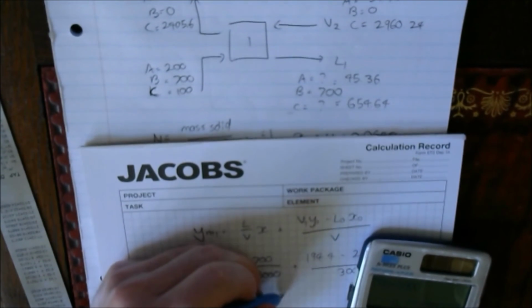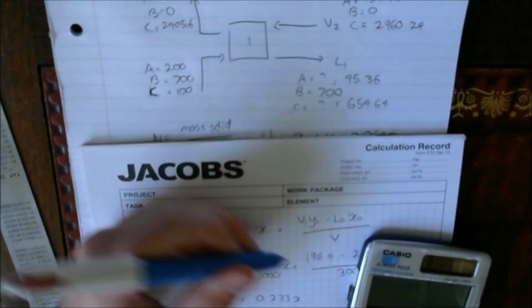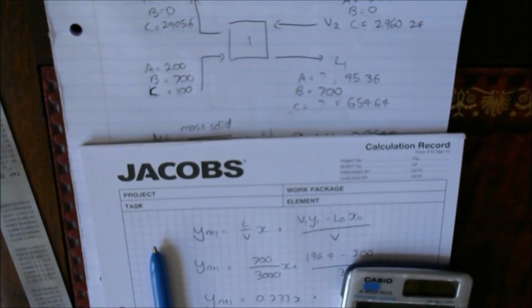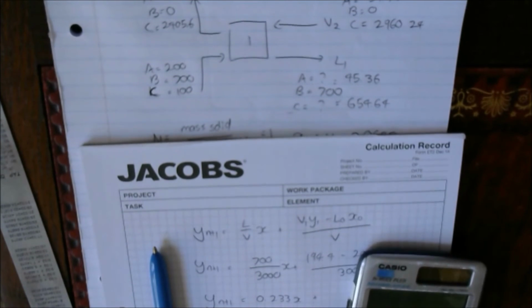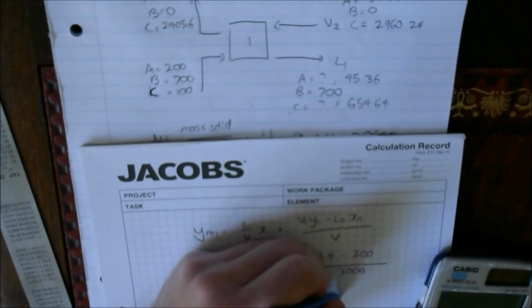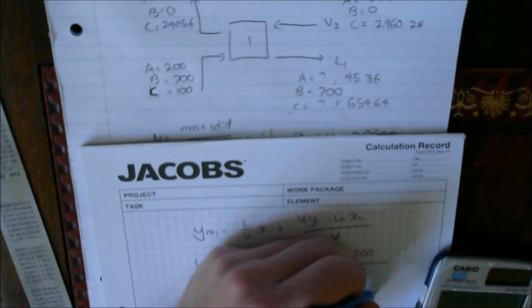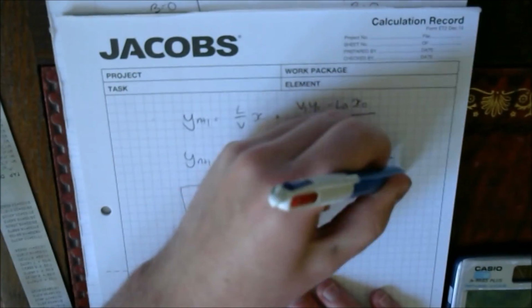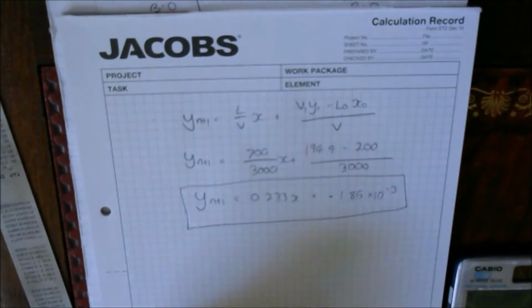So 0.233x. Don't want to forget the x there. That's going to be our slope, and then negative 1.86 times 10 to the negative 3. So that is the equation for our operating line.